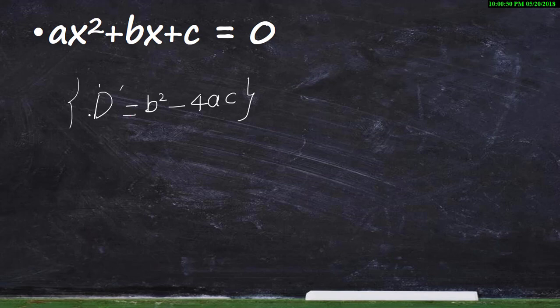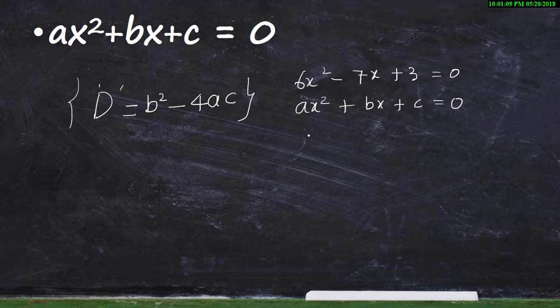Okay. Now let's take an example, 6x square minus 7x plus 3. Let us say this is a quadratic equation. Now we have to compare it with the general format ax square plus bx plus c is equal to 0. That means a is equal to 6, b is equal to minus 7, and c is equal to 3. Now we have to find the discriminant.